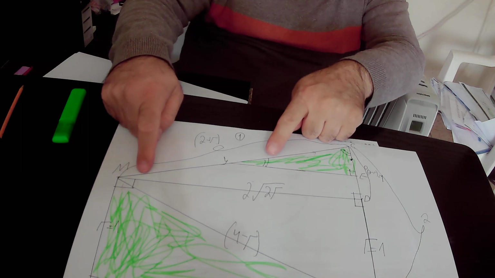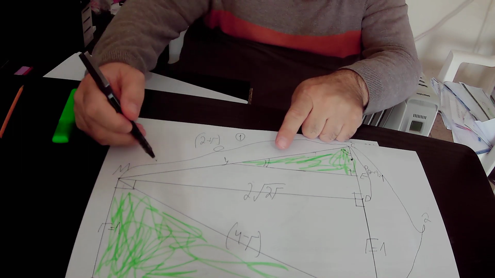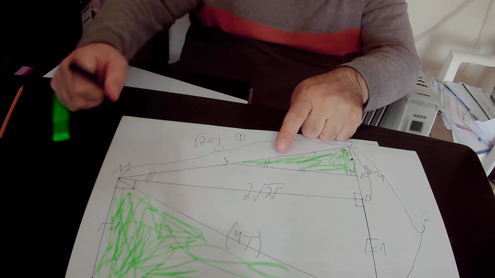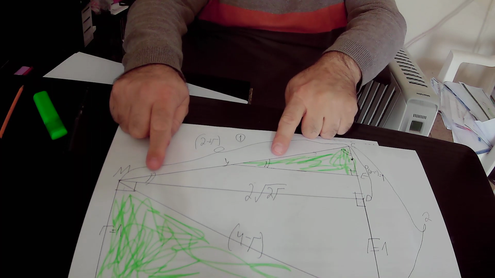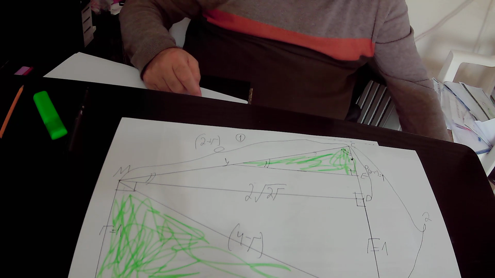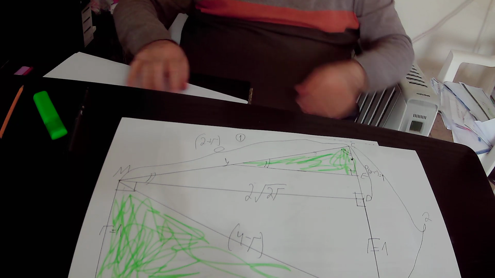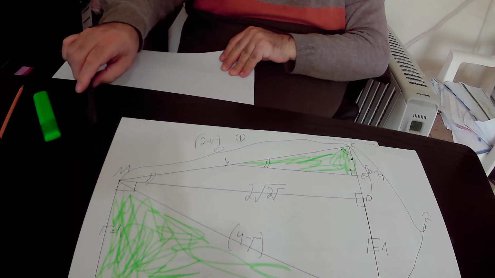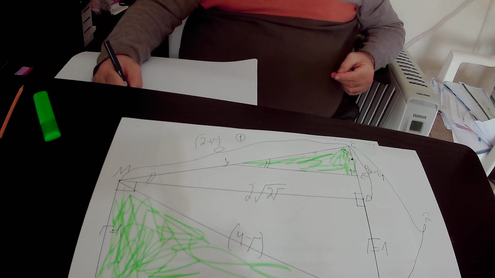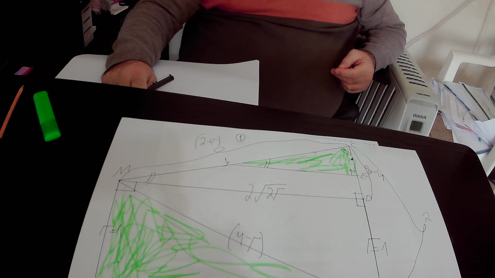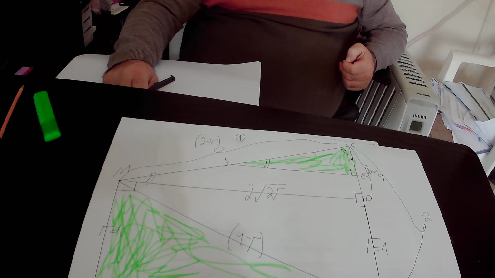Those two angles are equal to each other according to the third angle theorem. So, what is the third angle theorem? The third angle theorem is that if two angles in one triangle are congruent to two angles in another triangle, then the third pair of angles must also be congruent.